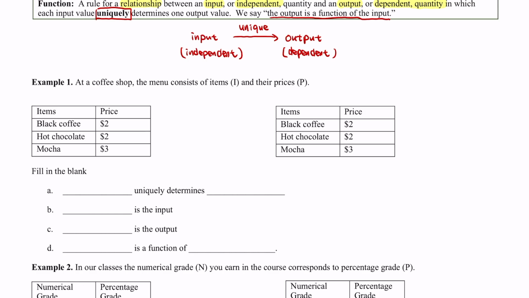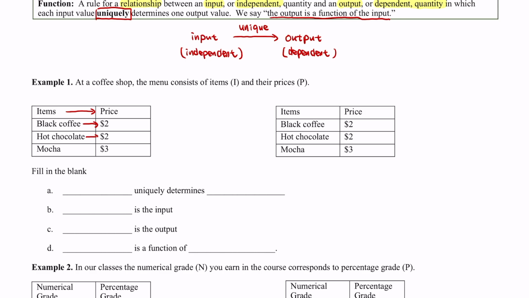The first thing I will do is check from the item to the price. If it's unique, then we can define the item as the input and the price as the output. So I'm going to check if the relationship is unique. Basically, we look at each input. First, the input black coffee. If you want to get a coffee, you must pay $2. We have a unique price for the black coffee.